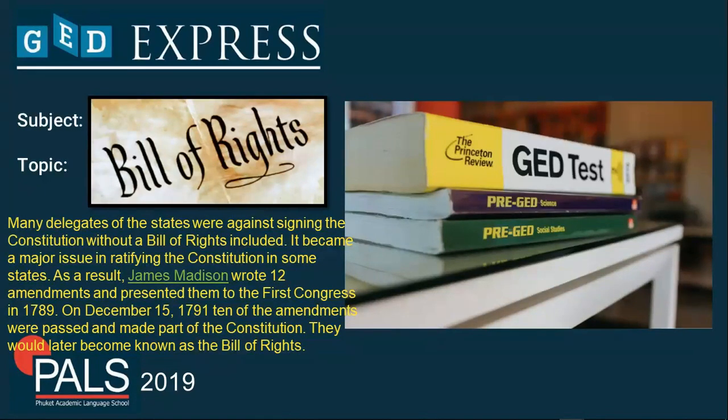Today's lesson focuses on GED Social Studies, and our topic for today is all about the Bill of Rights, which are the 10 Amendments. Many delegates of the states were against signing the Constitution without a Bill of Rights included. It became a major issue in ratifying the Constitution in some states. As a result, James Madison wrote 12 amendments and presented them to the First Congress in 1789. On December 15, 1791, 10 of the amendments were passed and made part of the Constitution. They would later become known as the Bill of Rights.